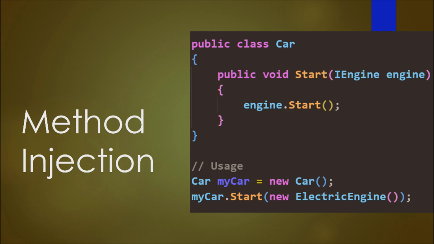Method injection introduces a different dynamic in our car class. The Start method now accepts an IEngine parameter, allowing external code to inject different engines when starting the car. This versatility enables us to tailor the car's behavior for specific scenarios. For instance, external code can inject an electric engine for a silent electric start, or a gasoline engine to initiate a more powerful combustion-based start. This level of fine-tuned control over the starting process showcases the power of method injection.